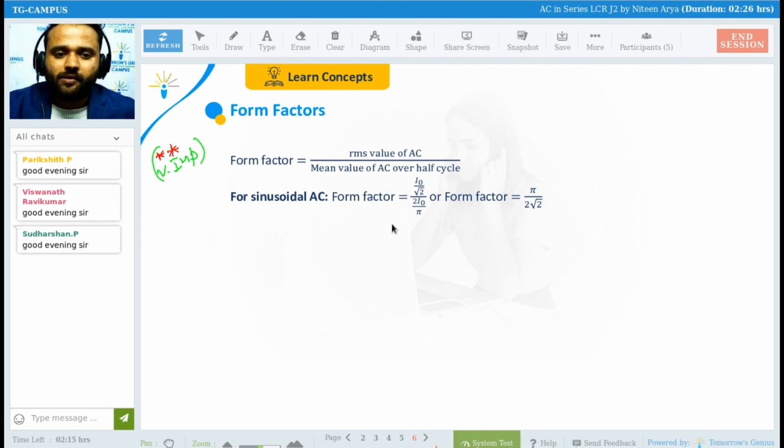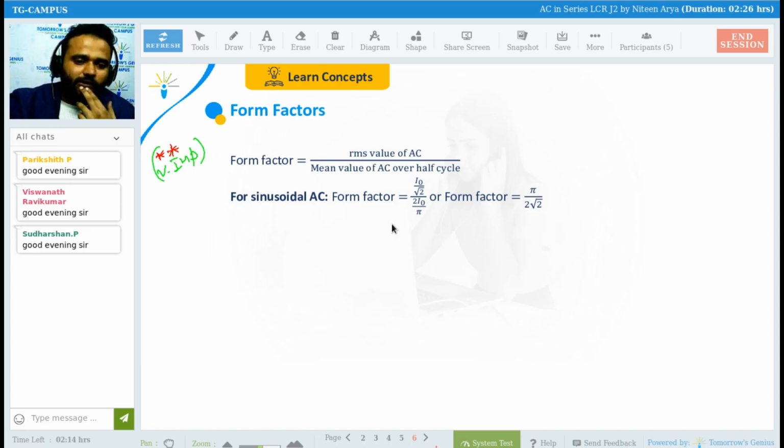Why so? Can anyone tell me? Have you ever thought why you always see the alternating voltage or current as a multiple of 11, like 11,000, 1100, 22,000, 2200, 220 volt, 110 milliampere? Why so? What is the reason behind that? Anyone know about it? Anyone? So this is the reason, form factor.